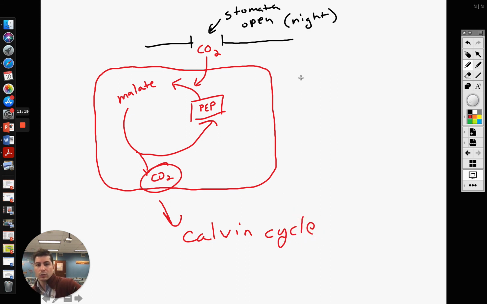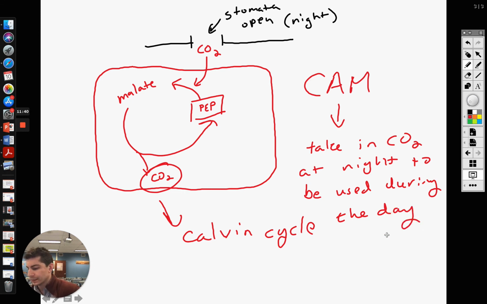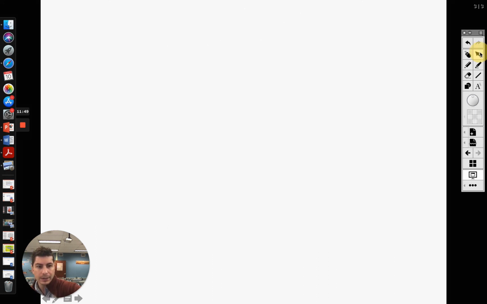So what's the goal of these CAM plants? The goal is to take in CO2 at night to be used during the day. All right, that is our goal of the CAM plants, so that the Kelvin cycle can take place. All right. So there is the CAM pathway.